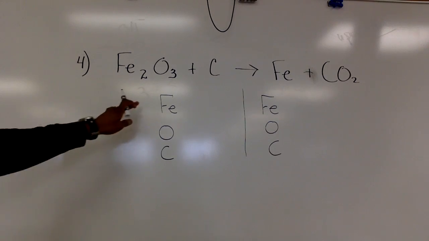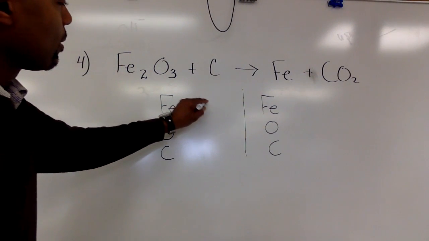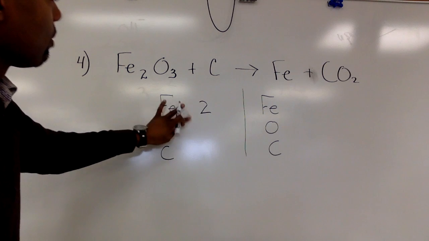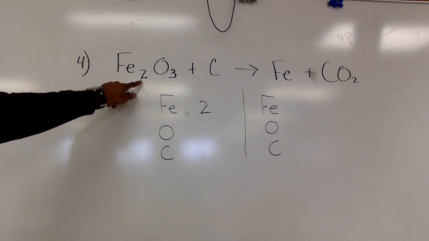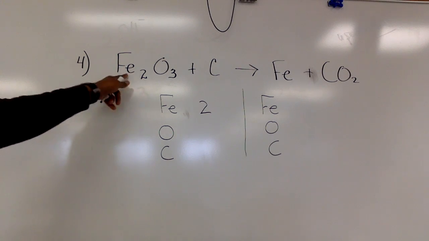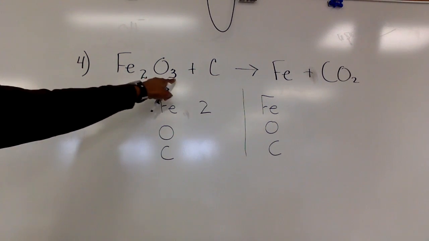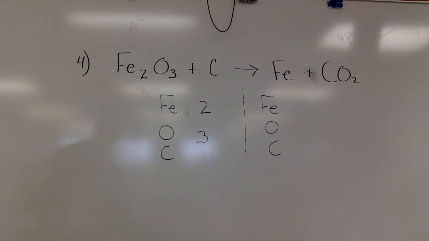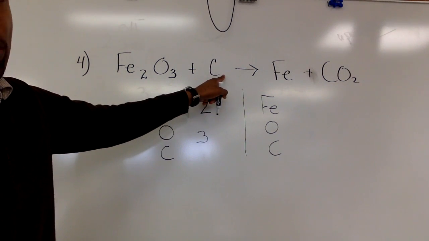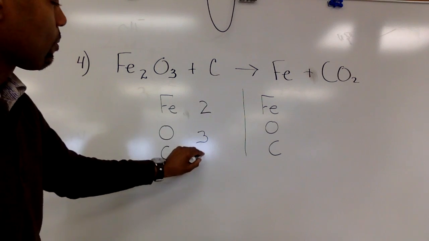of each element. For iron, we have 2, and I know that because the subscript is 2. So the subscript only applies to the element that's right in front of it. So 2 irons. Oxygen, I have 3 because there's a 3 as a subscript. Carbon, I only have 1 because when there's no subscript, it means 1.